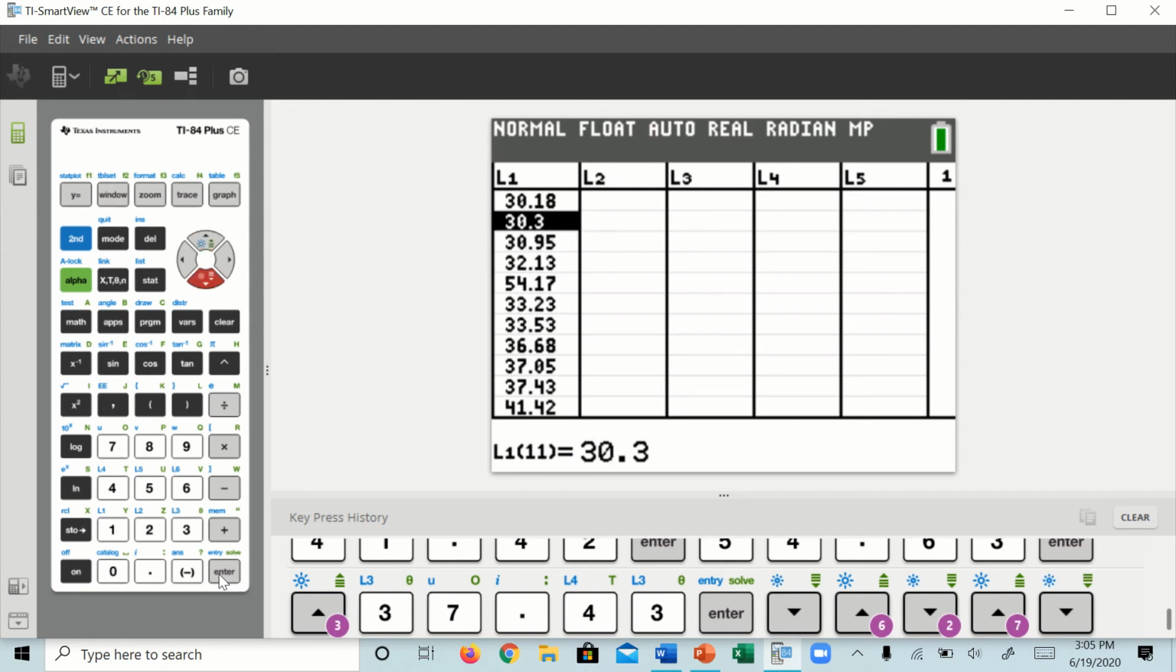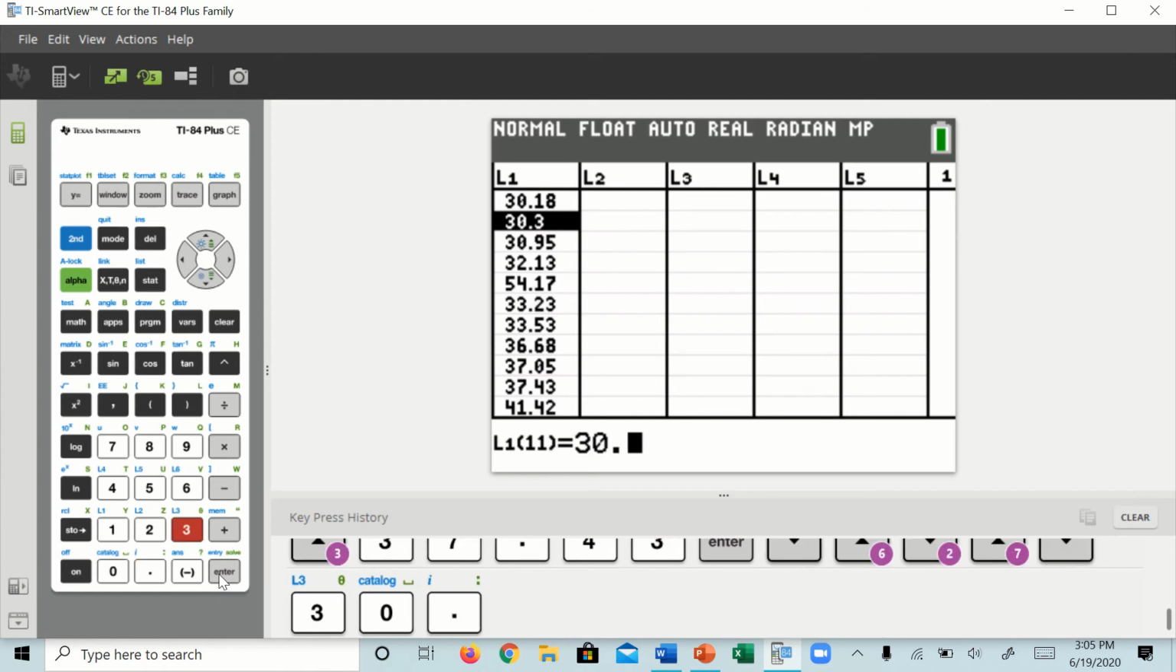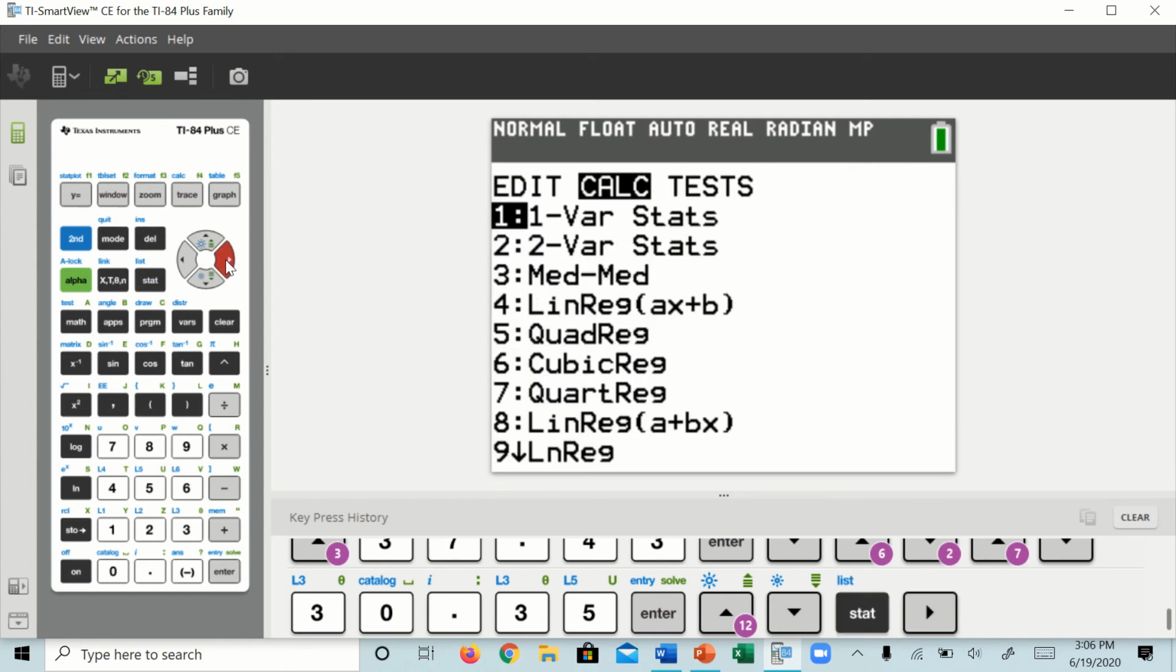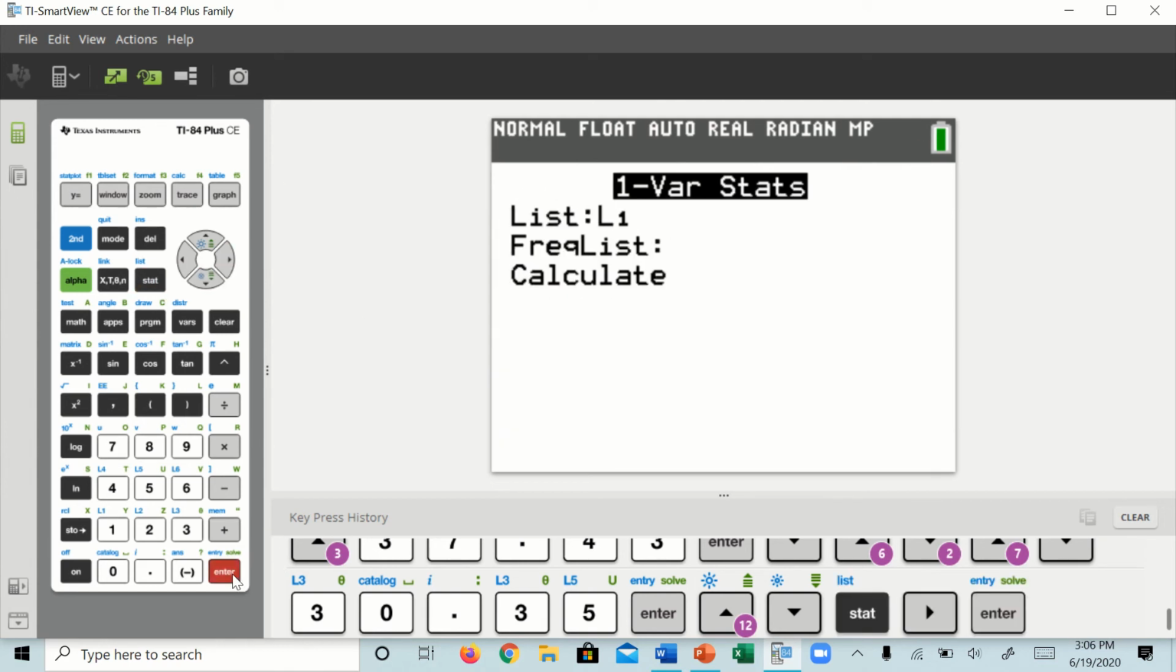Oh, yep, I already messed up. So 30.35, there we go. Because again, it's very easy to just type in an incorrect number at one place and then all your stuff's messed up. All right, after everything's typed in, go to Stat, over to Calc, one var stats, only using one list.